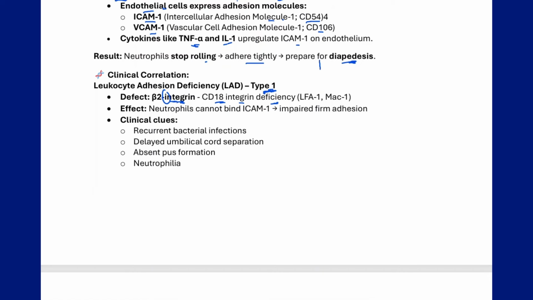So what are the clinical clues? Recurrent bacterial infection, and delay in umbilical cord separation. Because when you cut the umbilical cord after delivery, remember, our body's response to injury is inflammation. That inflammation is what allows the umbilical cord to separate. But if you cut it and inflammation does not occur, that leads to delay in umbilical cord separation. Then at the site of the bacteria, there is absence of pus formation, because neutrophils cannot get to that site. And because all the neutrophils can't adhere to the wall and are in circulation, that will lead to neutrophilia in those patients.